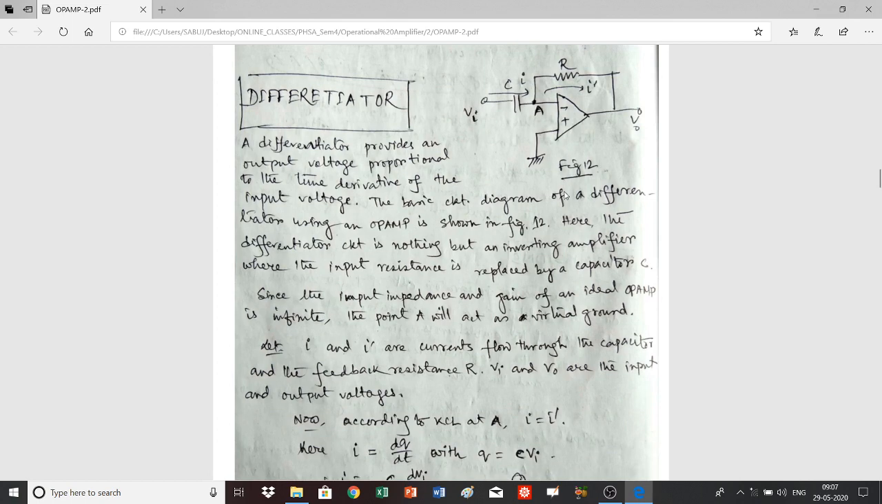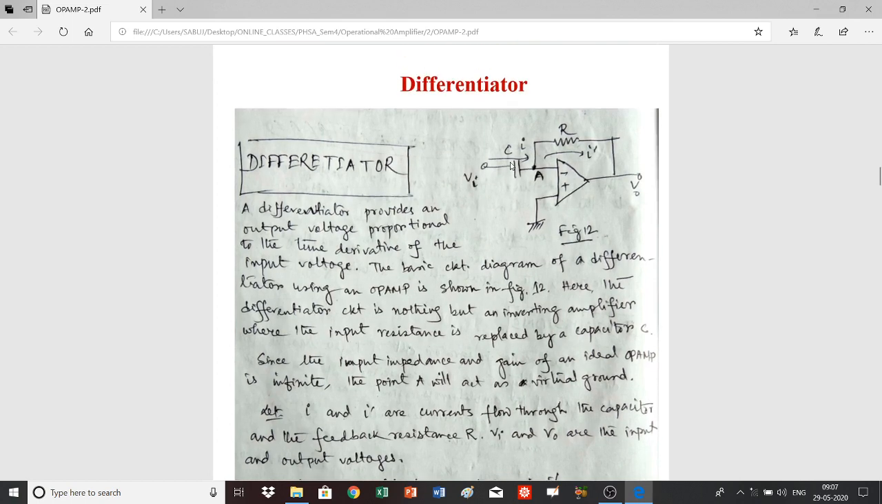And now, therefore, from our previous knowledge, it is very clear to us that the current that will pass through the capacitor, that means I, will be equal to that passing through the resistance R. So I is equal to I prime. There is no doubt about it.